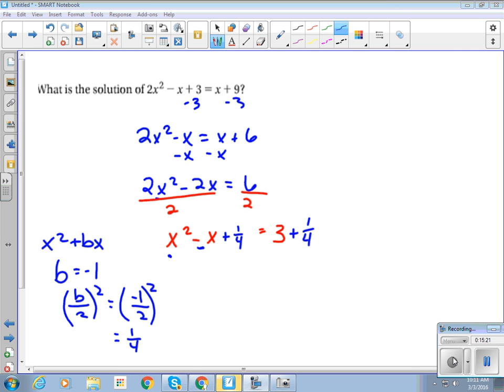This becomes a perfect square trinomial. The reason we do completing the square is so we can get a perfect square trinomial and factor it: x minus 1/2 squared. So you want to look, when you factor it, the number that goes into our factored form is the number that we get before we square. So it's our b divided by 2.